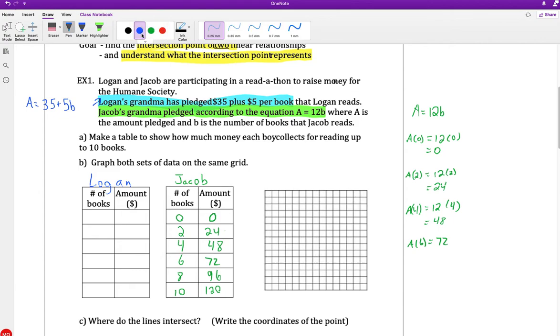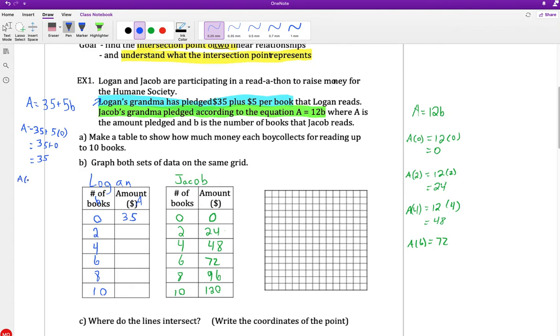Now for Logan, we're going to do the same thing with the same intervals, up to 10. This is our variable B here, and this would be our variable A. We're going to plug in 0. So A equals 35 plus 5 times 0, which equals 35 plus 0, which is going to equal $35. So this one's going to be 35.